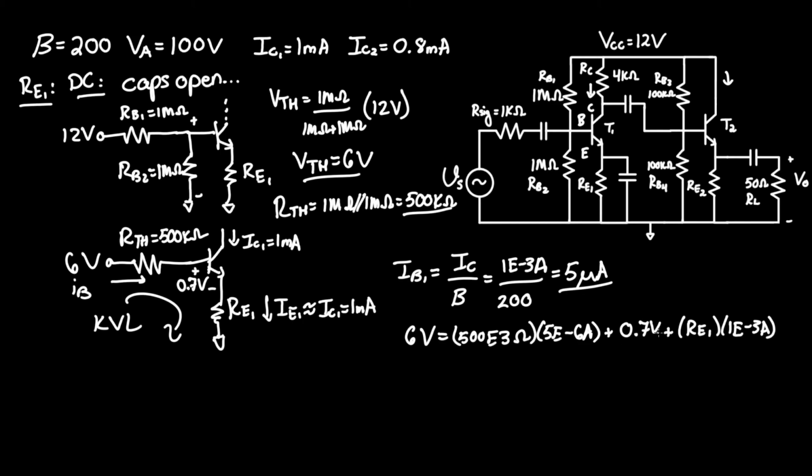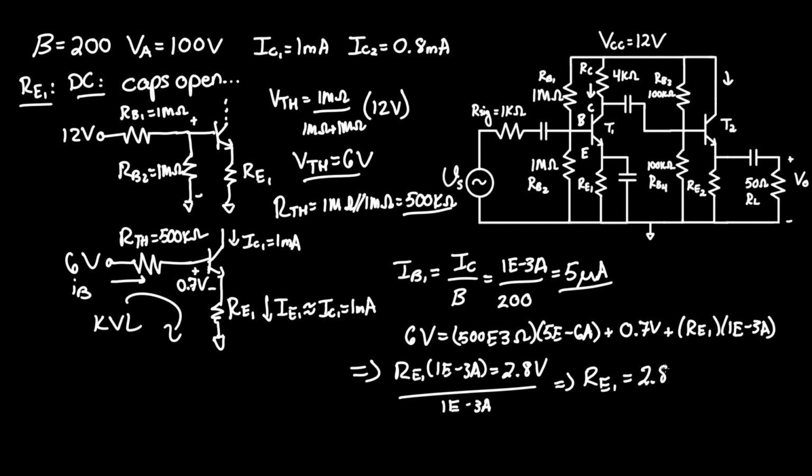Moving the non-variable terms to the left, we can subtract the 6 volts by 0.7 volts plus this product, which would end up yielding RE1 times 1e negative 3 amps equals 2.8 volts. Dividing that by the current, you get your RE1 value of 2.8 kilo ohms.